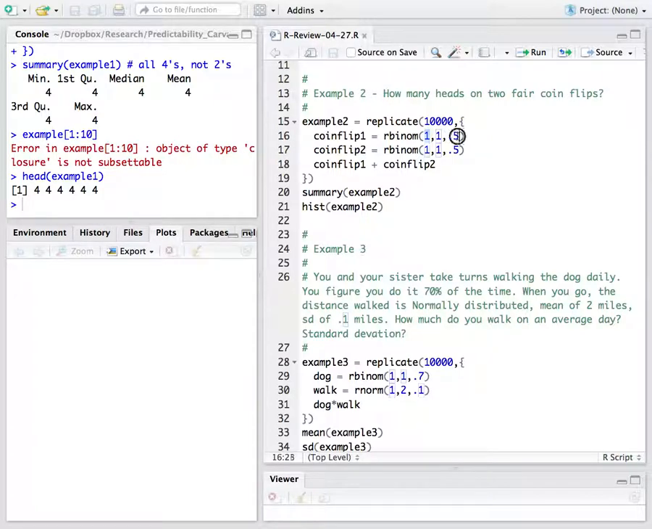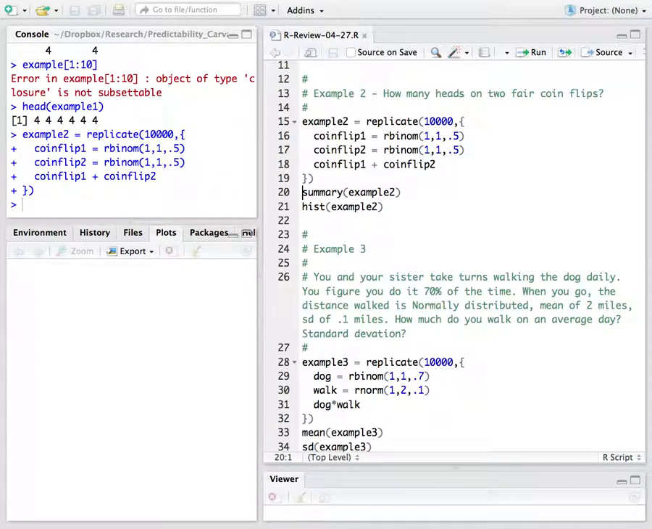And there's a 50% chance of heads. In this case, there's a 50% chance of 1 and a 50% chance of 0. So this is P, the percent chance of 1. Okay? So I have a first coin flip, a second coin flip, and then I'm going to add the two together to see how many heads I get with 2 coin flips. So I run this 10,000 times by running the replicate step.